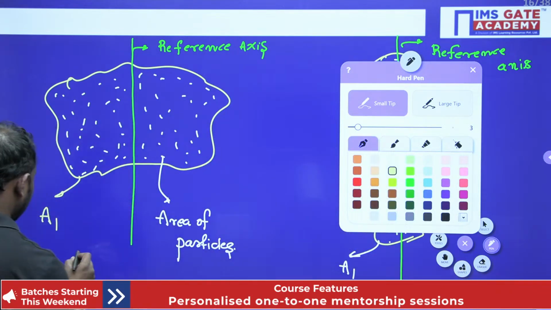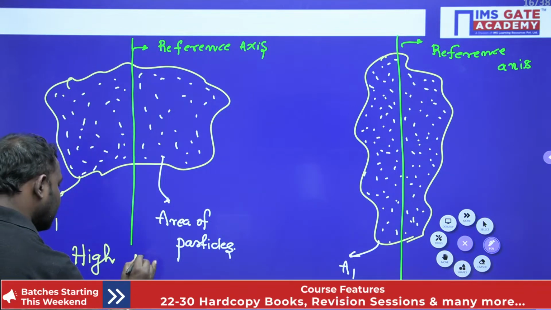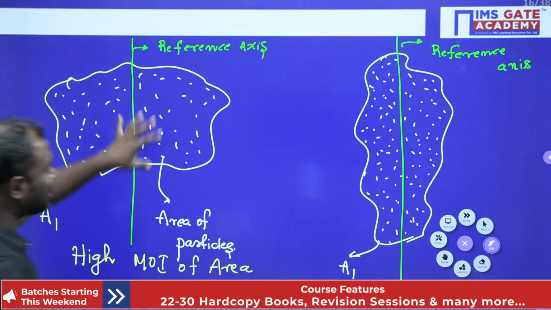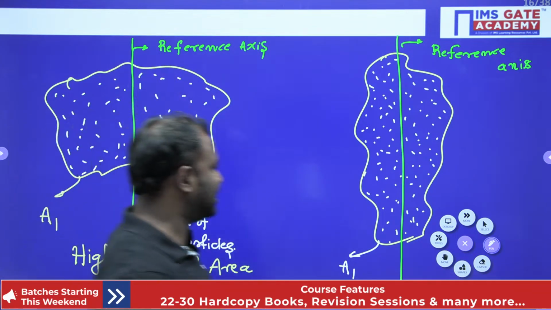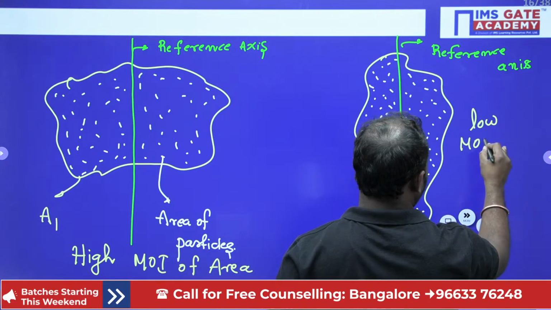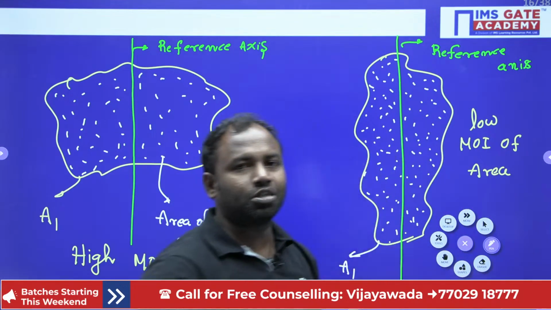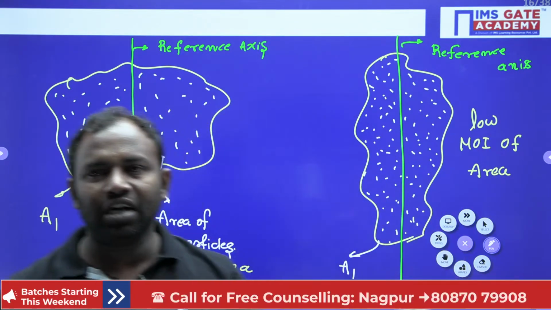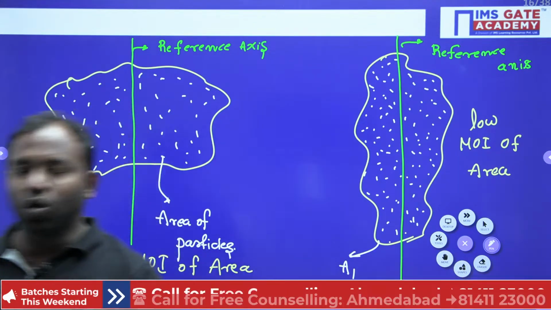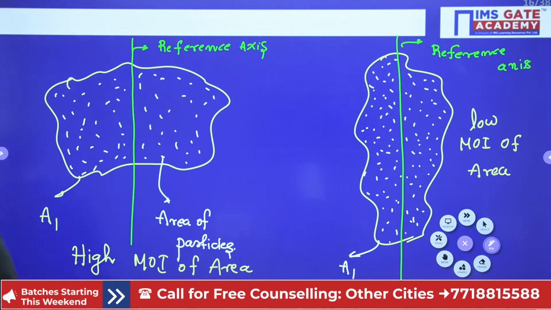Now here I'll write it: high moment of inertia of area. Why? Because the particles are distributed so far from the reference axis, right. Now here, low moment of inertia of area, right. Why? Because the particles are distributed very close to the axis. Those are the two reasons, guys. So now I hope everybody understands. Right, guys? Right. Now let us go ahead.